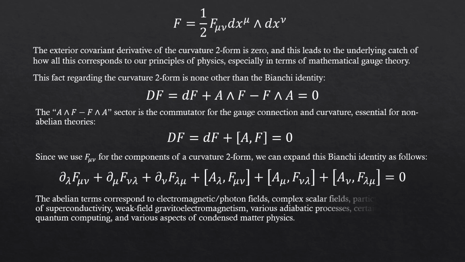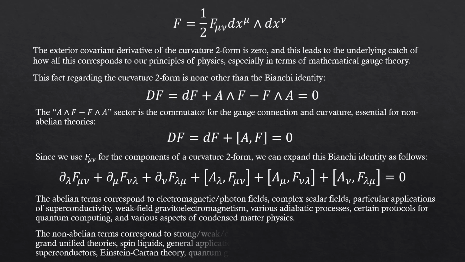The left three terms over here are abelian terms corresponding to the electromagnetic, or in the quantum case, photon fields. It corresponds also to classical or quantum complex scalar fields. It also corresponds to different applications in superconductivity, mostly the simpler cases, as well as weak field gravito-electromagnetism. It corresponds to various adiabatic processes, certain protocols for quantum computing, and then, of course, various aspects of condensed matter physics itself. But there's so much more that this can cover.